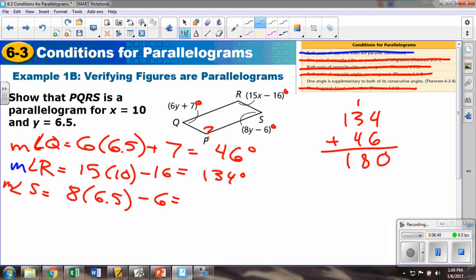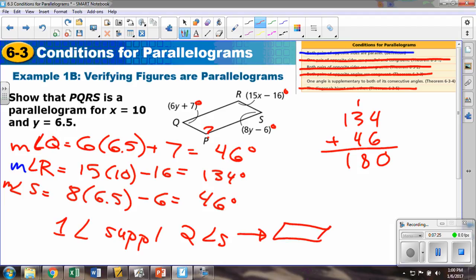So 8 times 6.5, that's 52. 52 minus 6 gives us 46. And so right there we go. This lets us know all the work in the red shows us that angle R is supplementary to angle Q, and angle R is supplementary to angle S. Since we have one angle that's supplementary to two angles, that forces this shape to be a parallelogram. And we're done.